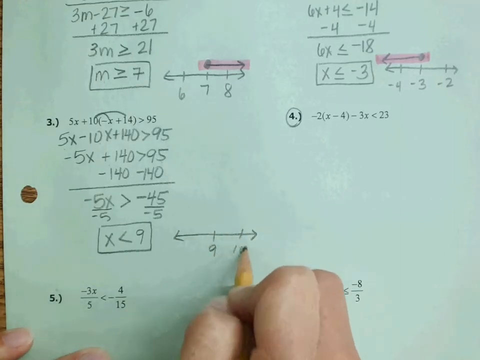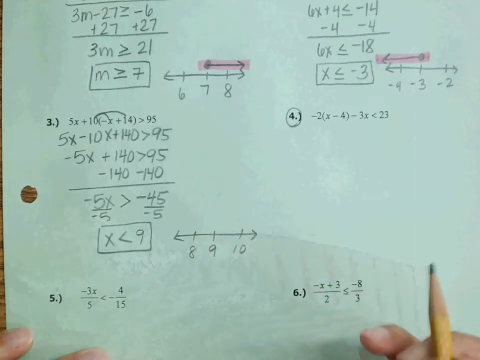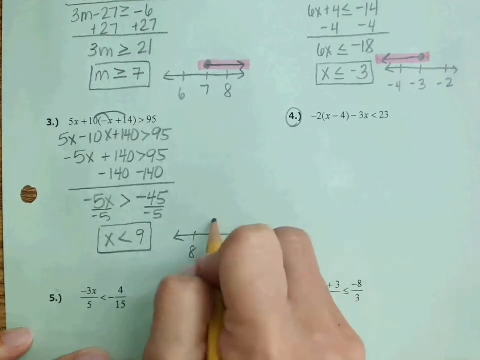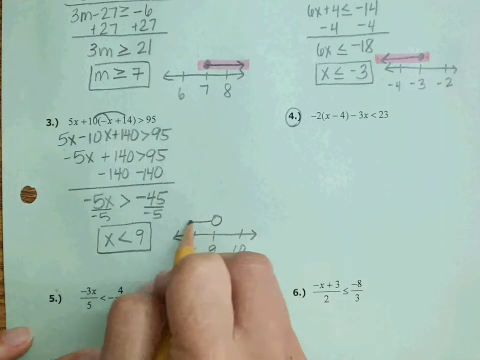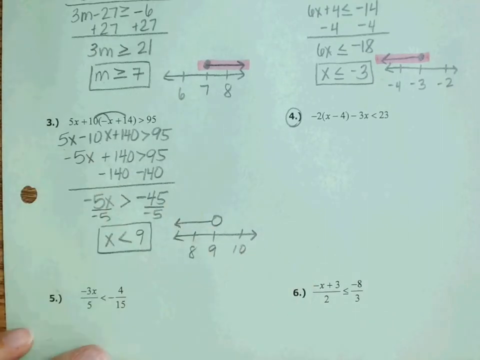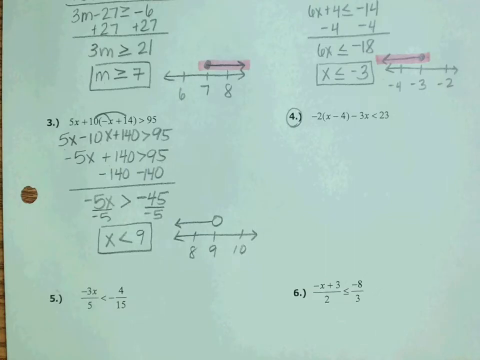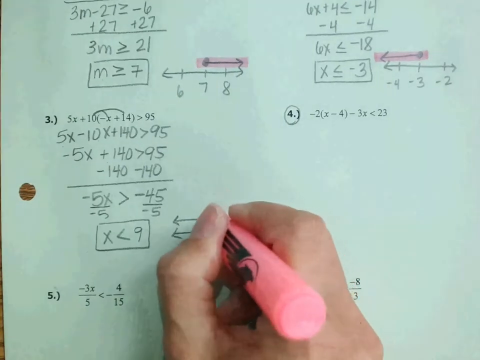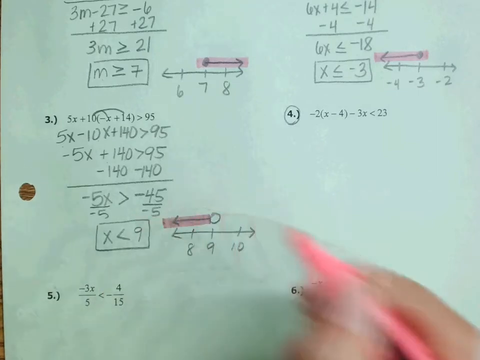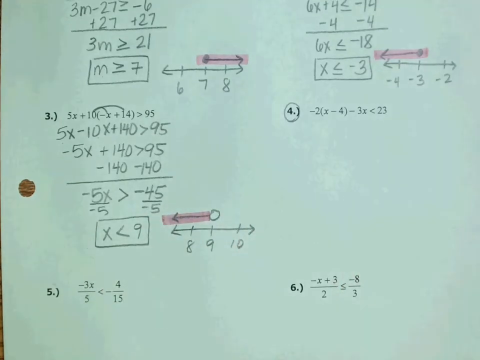So I have 9, 10, and then 8. So 1 greater than, 1 less than. This time I have an open circle, my arrow to the left. Okay, now we're going to highlight the solution to this inequality. So this does not include the number 9, but it's going to include all numbers less than the number 9. That is the solution for number 3.